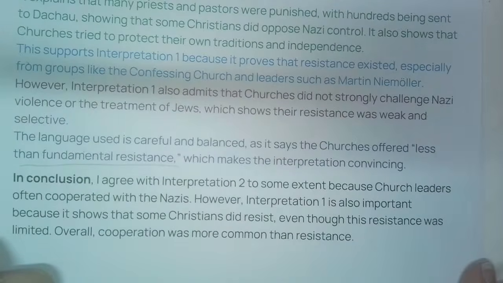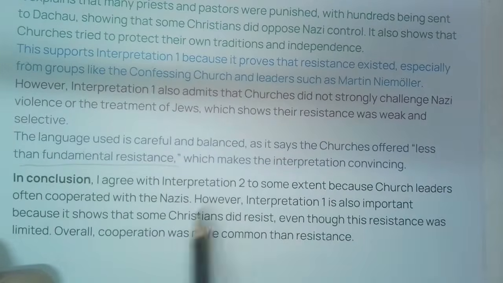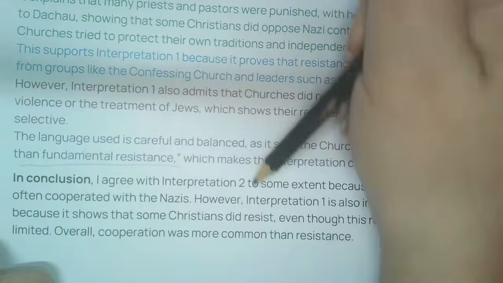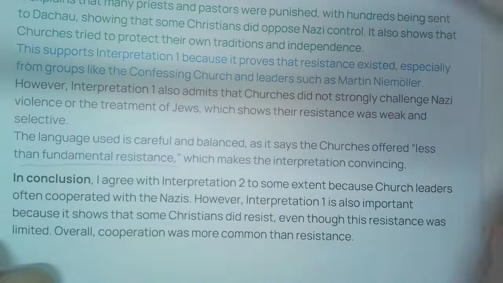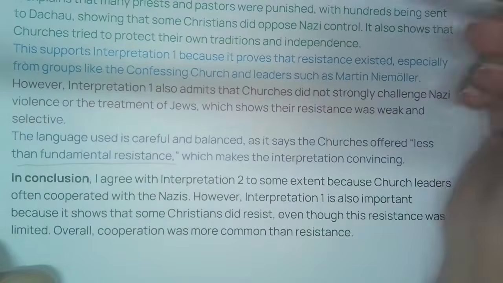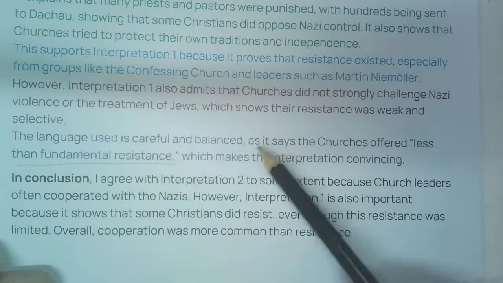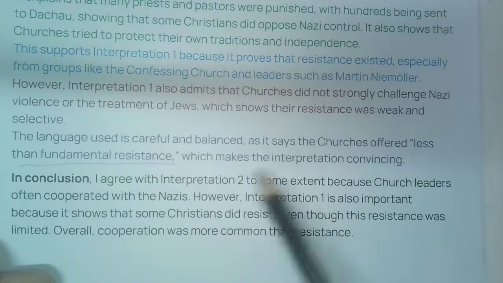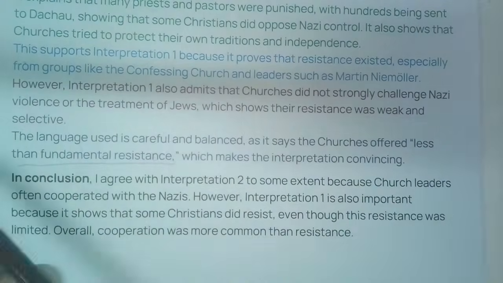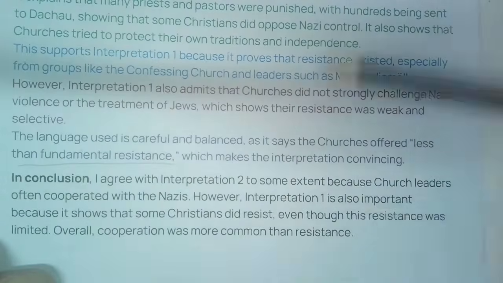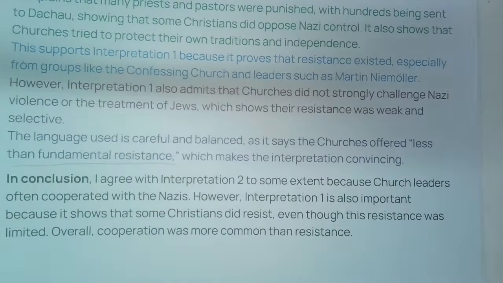And then finally, you're just going to do a conclusion. So what you're going to do is pull the threads together. So far you've said interpretation 1 doesn't fully show the resistance. Interpretation 2 admits that the church's resistance wasn't strong. So what you're saying is that there was some resistance, but it wasn't strong. You need to pull all that together into a nice little package in a bow.